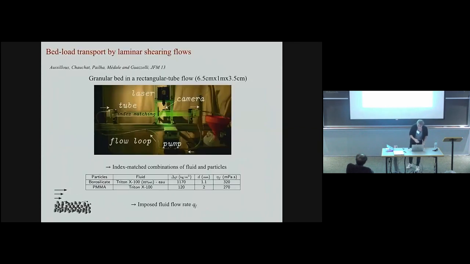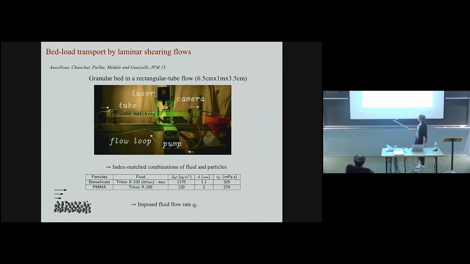So the first experiment we developed was to study bed load transport by a laminar shearing flow. In this case, we use a rectangular tube, which is 1 meter long, 6.5 centimeters high, and 3 centimeters wide. And in this tube, we put an index-matched combination of fluid and particles. So the fluid and the particles have the same refractive index. That means that we can see what's happening inside the layer.